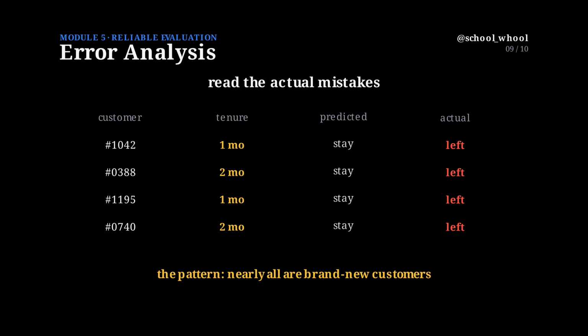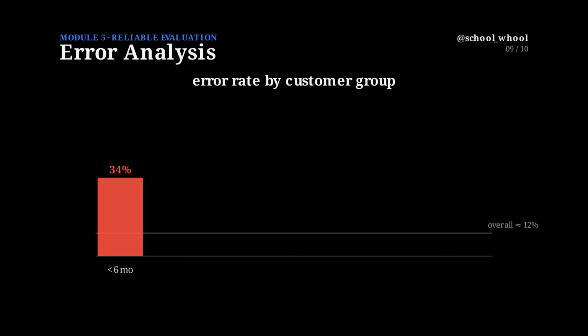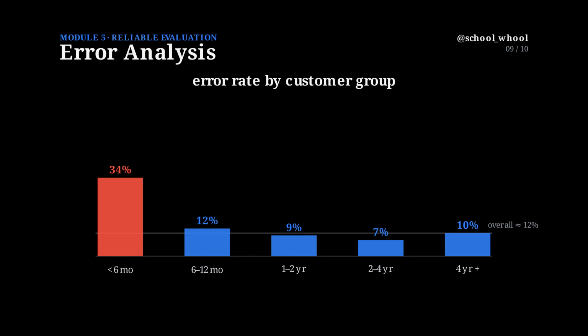To confirm it, break the error rate down by group. Here's the mistake rate for each tenure band. Most groups are fine, under 10%. But look at the newest customers. The model gets a third of them wrong. That one red bar is dragging everything down. The overall score hid a serious weakness in one specific segment.